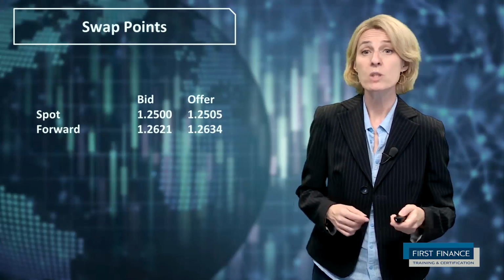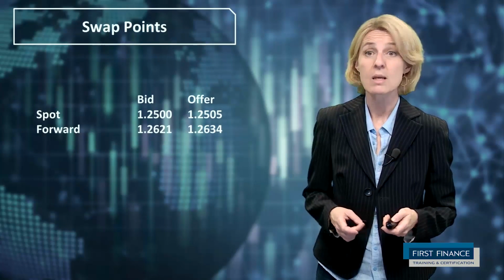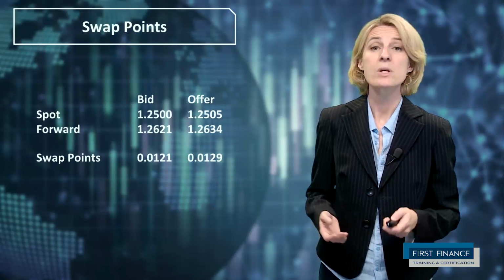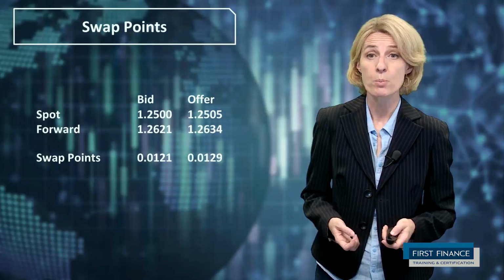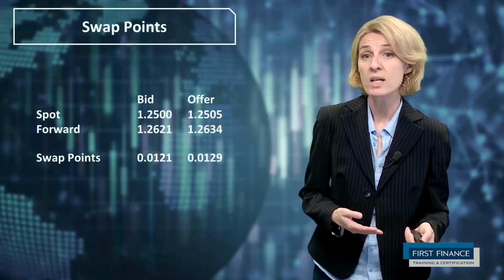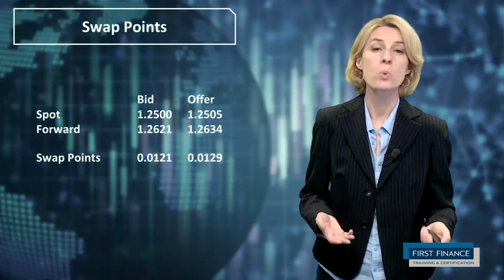The difference between the forward prices and the spot prices gives us the swap points. And the quote then becomes 121 to 129 swap points. So we can say that the swap points are 121 to 129, or 121 pips to 129 pips.